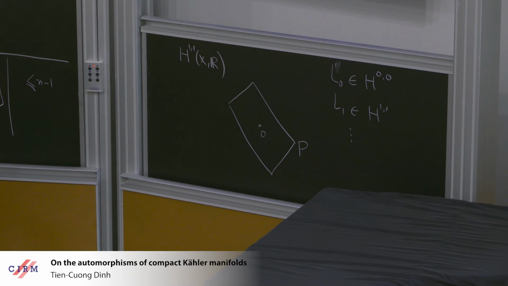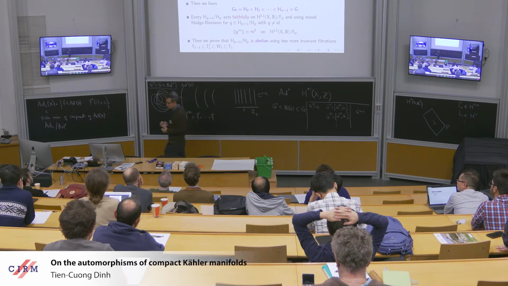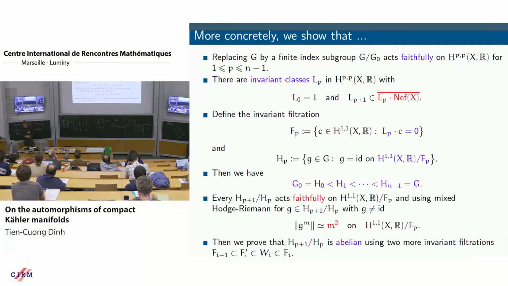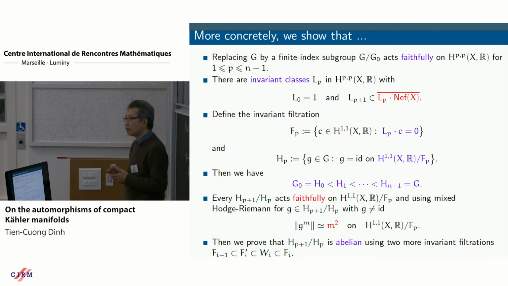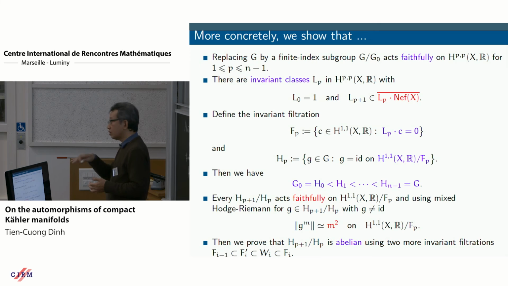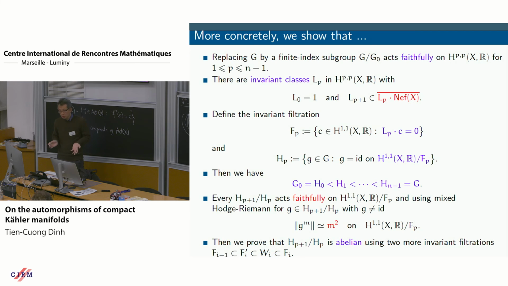For L_0, you just take the function identically equal to 1, and you have a positive class in H^{0,0}. And then you consider inductively the product of L_p with the nef cone. This product gives you a cone which is not closed in general. This is one of the difficulties that we have. But then you take the closure of this cone. So it becomes closed, but it is still strictly convex, fortunately.